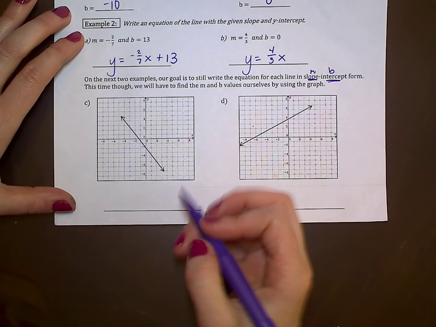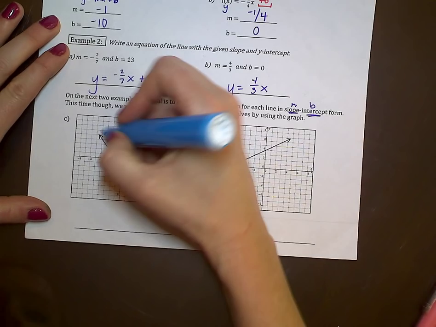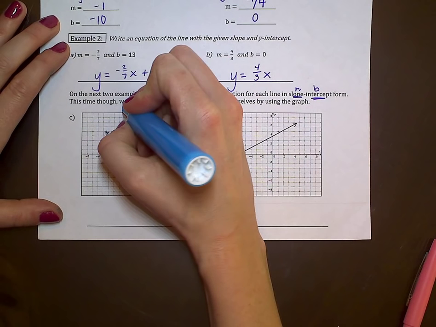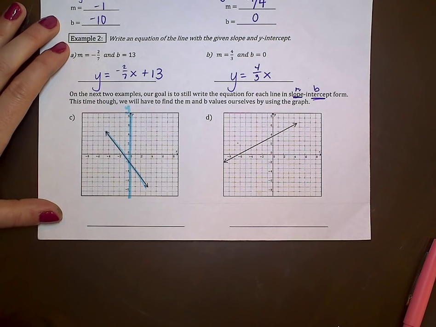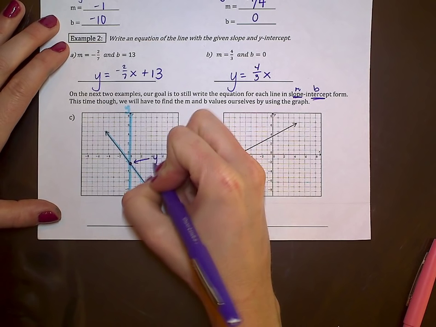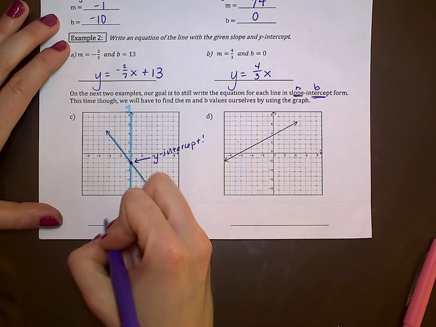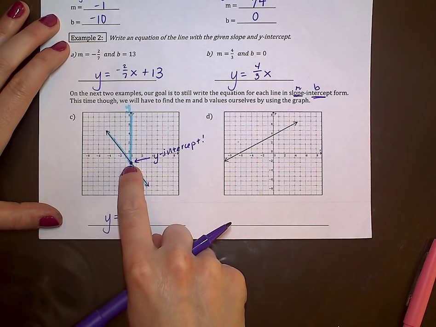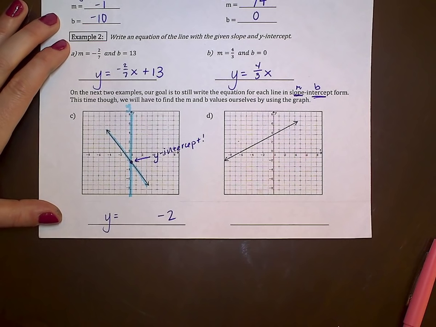We gave the definition up here, but remember that's where my line crosses the y-axis, which is this one. Where those two lines meet, that's my y-intercept. So it's right there. So that's how I'm going to start my equation. I'm going to say y equals, and I'm going to put the y-intercept at the end. Those two lines meet at -2. So -2 is going to go at the end of my linear equation here.